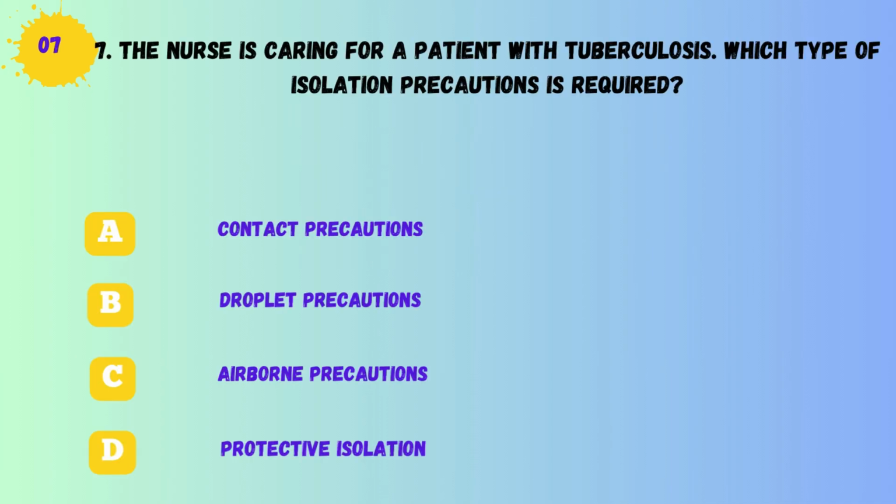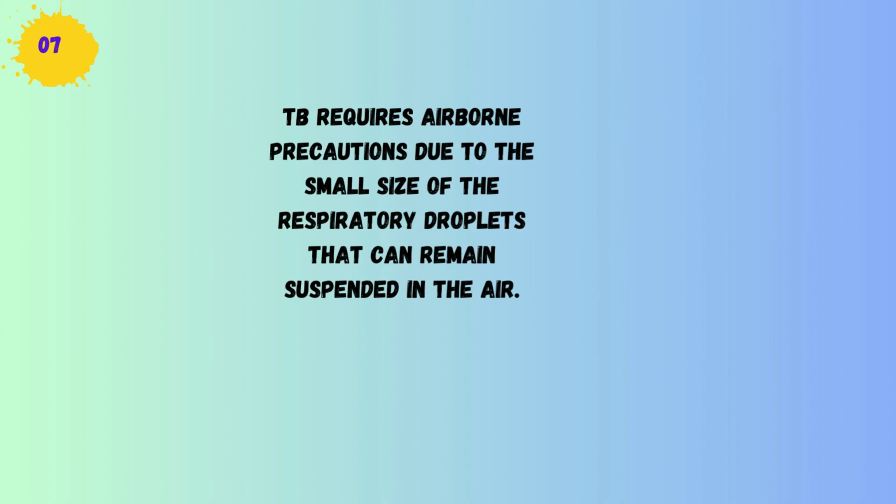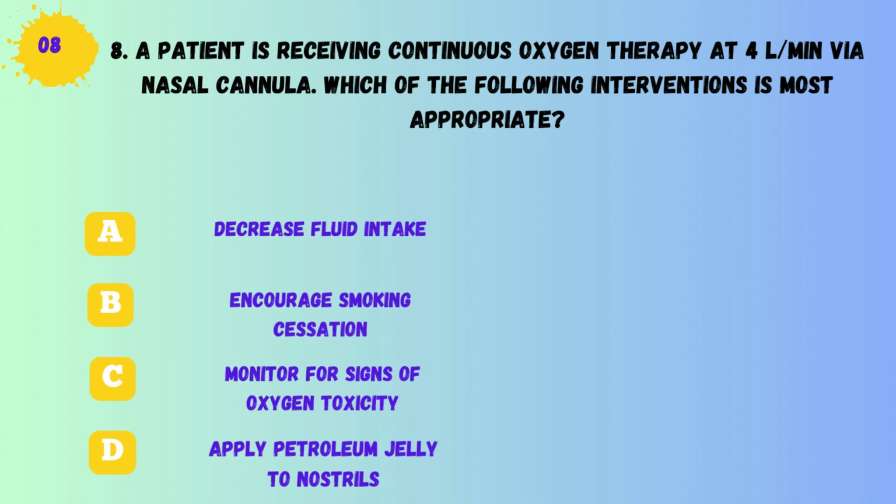7. The nurse is caring for a patient with tuberculosis. Which type of isolation precautions is required? A. Contact precautions. B. Droplet precautions. C. Airborne precautions. D. Protective isolation. Answer: C. Rationale: TB requires airborne precautions due to the small size of the respiratory droplets that can remain suspended in the air.